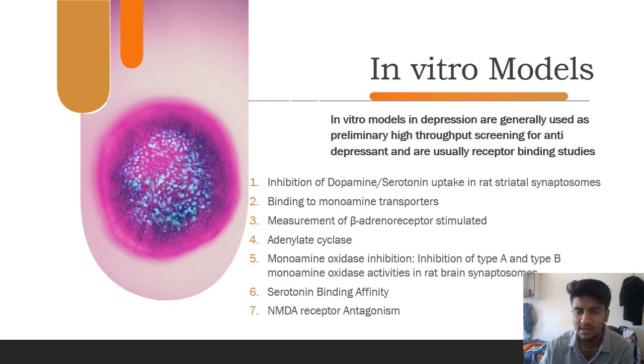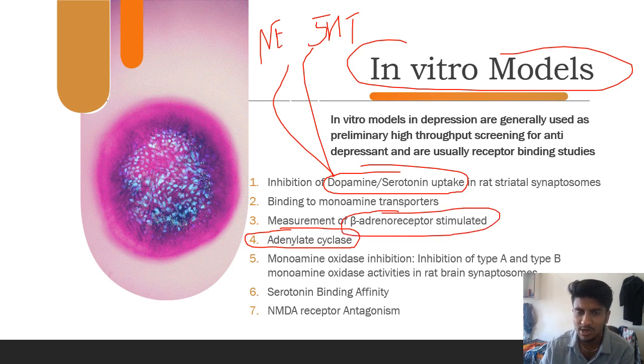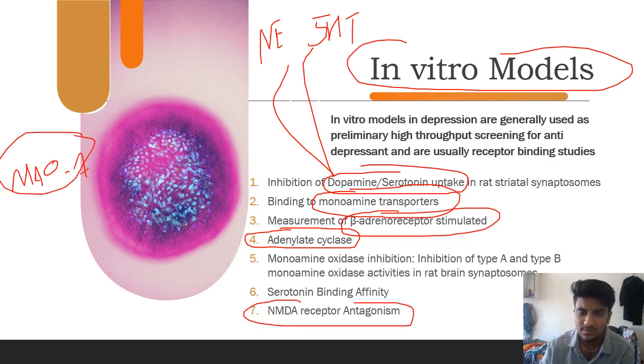Now the in vitro models for depression: we have inhibition of dopamine uptake in rat striatal synaptosomes. So you inhibit the serotonin uptake. In depression, there are two neurotransmitters widely involved, norepinephrine and serotonin. So you act on either of these receptors. Then we have the adenylate cyclase, cyclic AMP model. Then we have beta receptor stimulation, that is norepinephrine. MAO is also widely involved because we have MAO-A inhibitors, moclobemide and clorgyline, that are used as therapeutic agents, right? Then we have NMDA receptor antagonism, serotonin binding affinity.